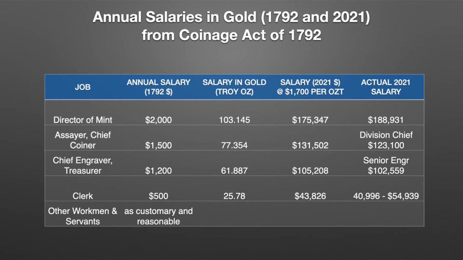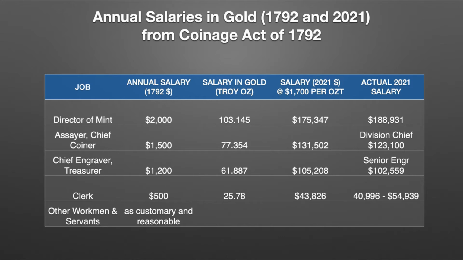Now today, in 2021, gold is about $1,700 an ounce. I think I showed in the beginning that it's like $1,774, but we'll just round it to $1,700. So today, that amount of gold, 103 ounces, is worth about $175,000.